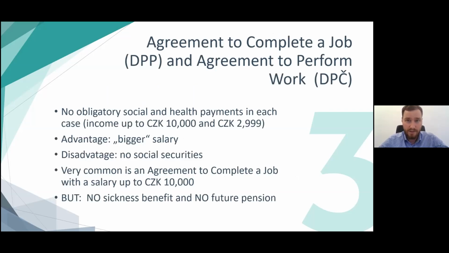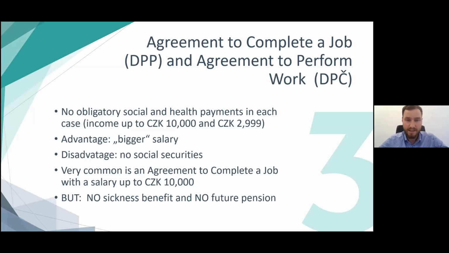Then there's the agreement. There are no obligatory social and health payments in each case. Income is up to 10,000 Czech crowns in an agreement to complete a job, and 2,999 in an agreement to perform work. The advantage is a little bigger salary because there's no taxation if you stay under these amounts. The biggest disadvantage is there's no social security.